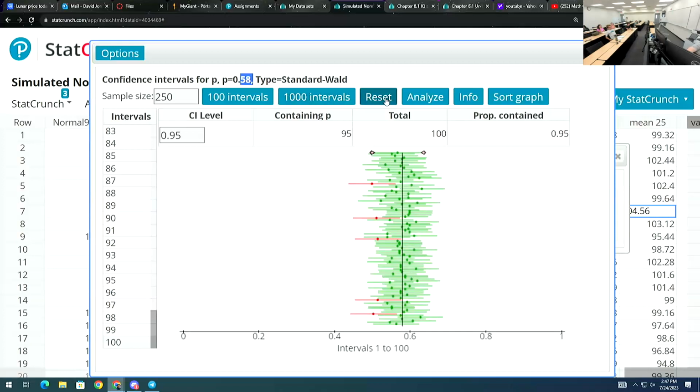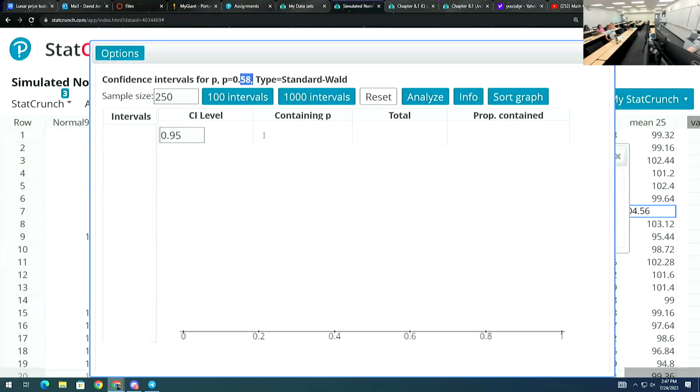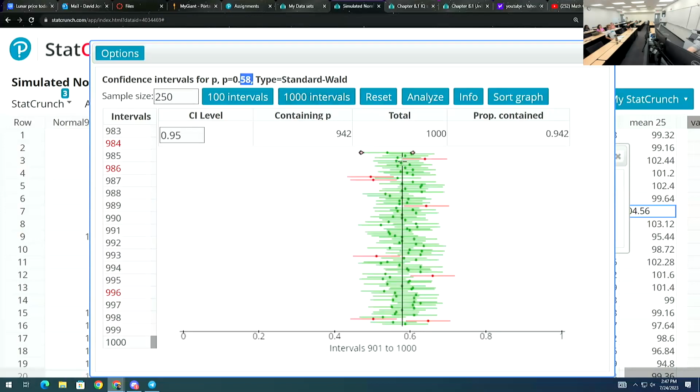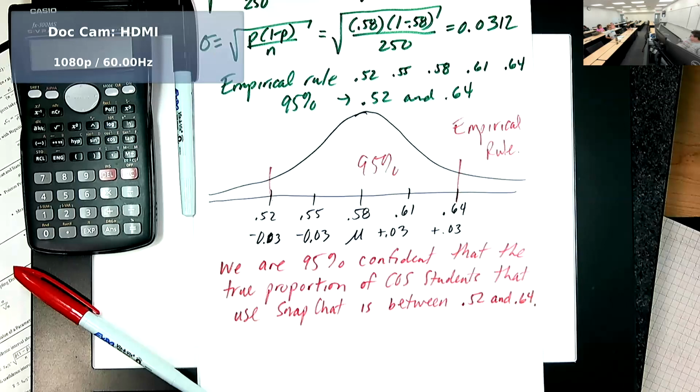Sometimes when you do it, it's not exactly 0.95. So the sampling gets you close to 95%. Back to the idea.